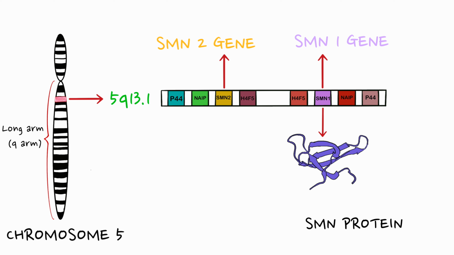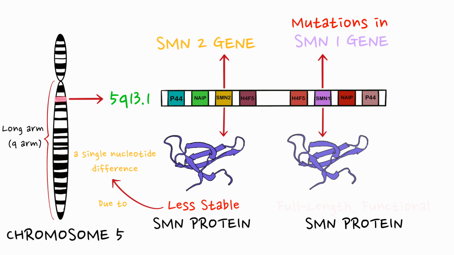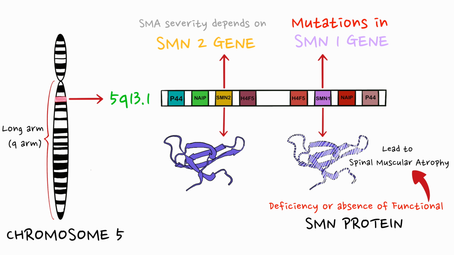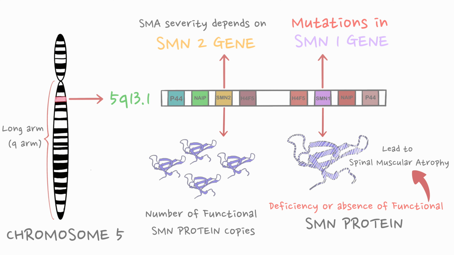The SMN1 gene generates the full-length functional SMN protein, while the SMN2 gene produces a slightly different, less stable version of SMN protein due to a single nucleotide difference. A mutation in the SMN1 gene that leads to a deficiency or absence of functional SMN protein leads to spinal muscular atrophy, or SMA. SMA severity depends on the number of functional SMN copies produced by the SMN2 gene, which can partly compensate for the loss of SMN1 function.